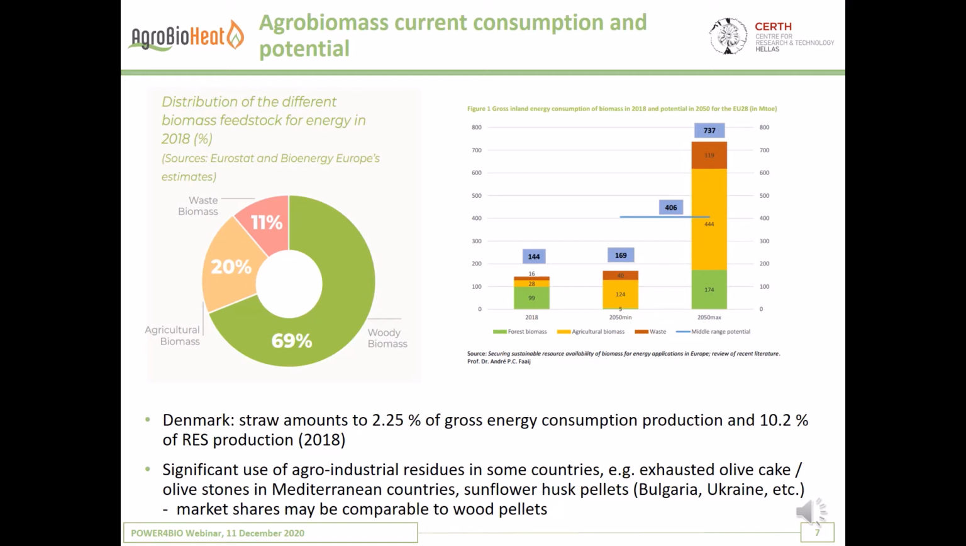Apart from this well-known example, it's a lesser known fact that many countries like Spain, Italy and Greece in the south, or Eastern European countries like Bulgaria and Ukraine do have a significant production and an extended use of agro-industrial residues. In southern countries, it's mostly fractions related to olive oil production. In eastern countries, mostly related to sunflower oil, so sunflower husk pellets. And often these market shares may be comparable to wood pellets in the same countries.